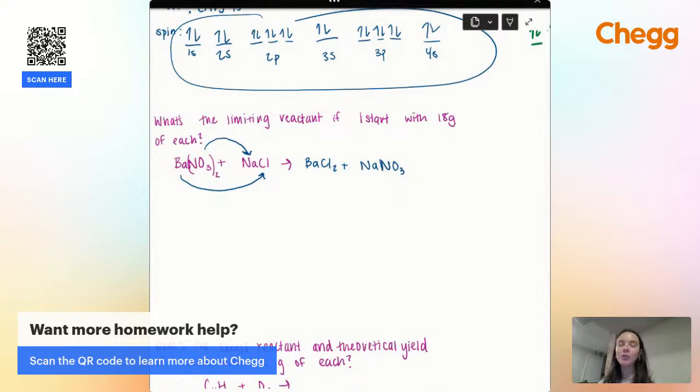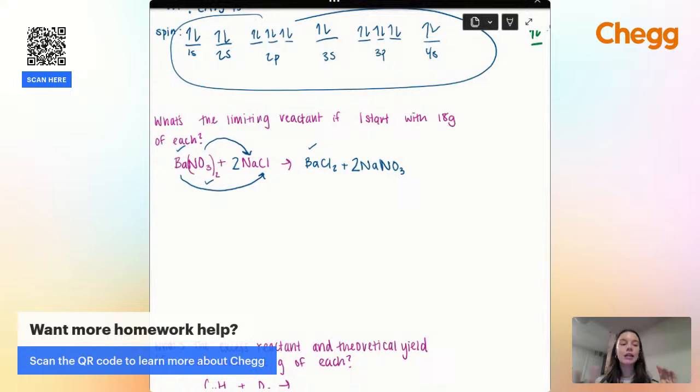I always forget to balance equations, and I swear every chemistry teacher I've had has tried to trick me with this. But we have one barium over here, one over here, 2 NOs over here. We only have one, so we're going to put a coefficient of 2. We go to the right, we have 1 Na over here, but 2 over here. So we're going to put a 2 coefficient. Then we have 2 Cls, 2 Cls.